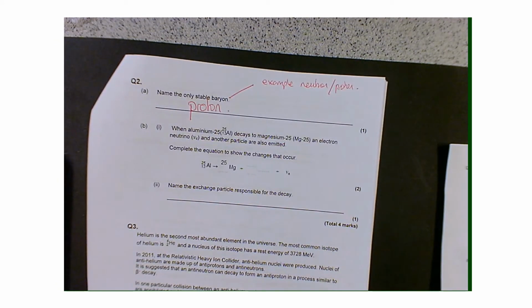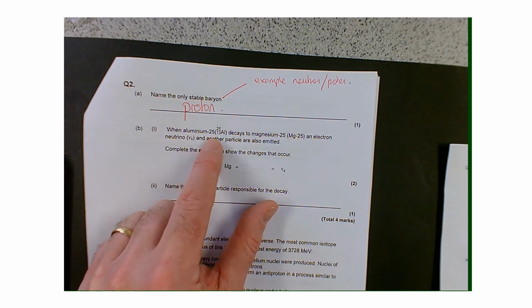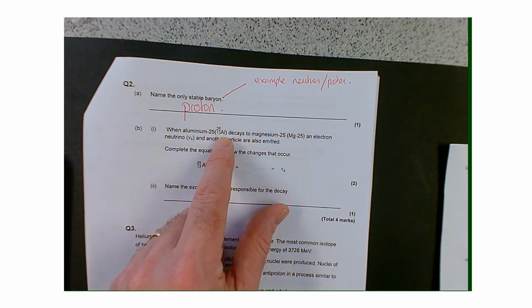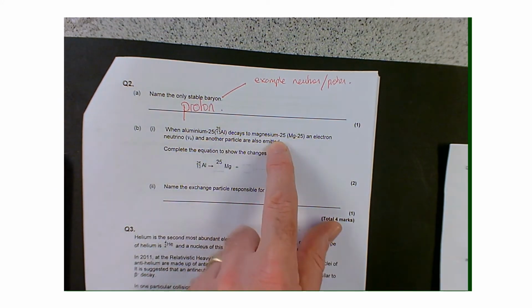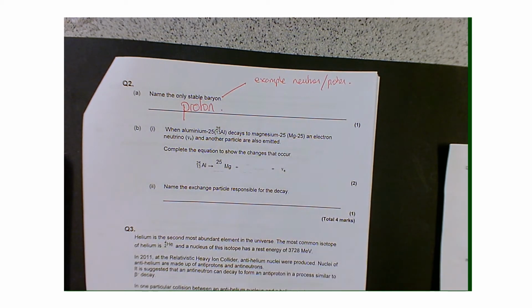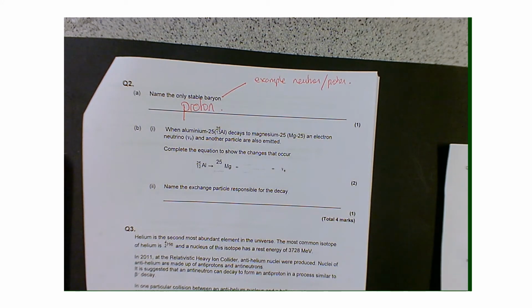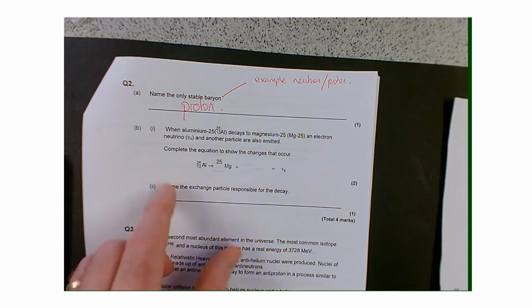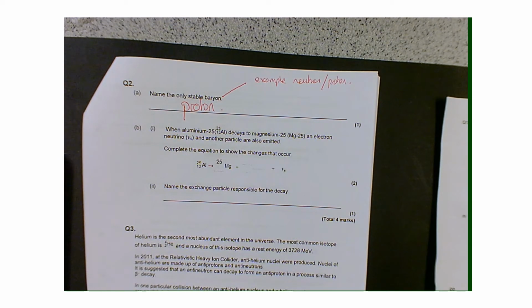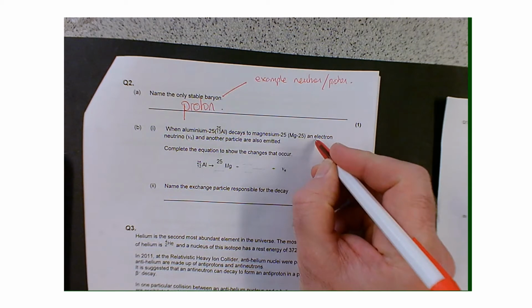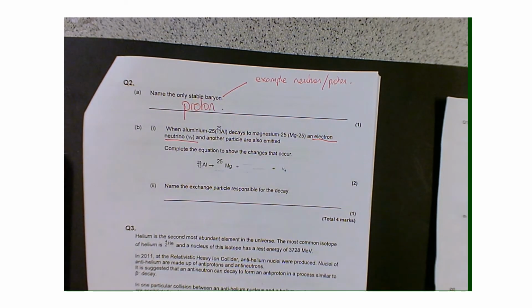Right. And it then says we've got the aluminium nucleus, aluminium 25 13, decays to magnesium 25, and an electron neutrino and another particle are also emitted. So complete the equation to show the changes that occur. Right. It's an electron neutrino. What are the muons? Oh, sorry, not muons, I beg your pardon. What are the leptons? What leptons do we have?